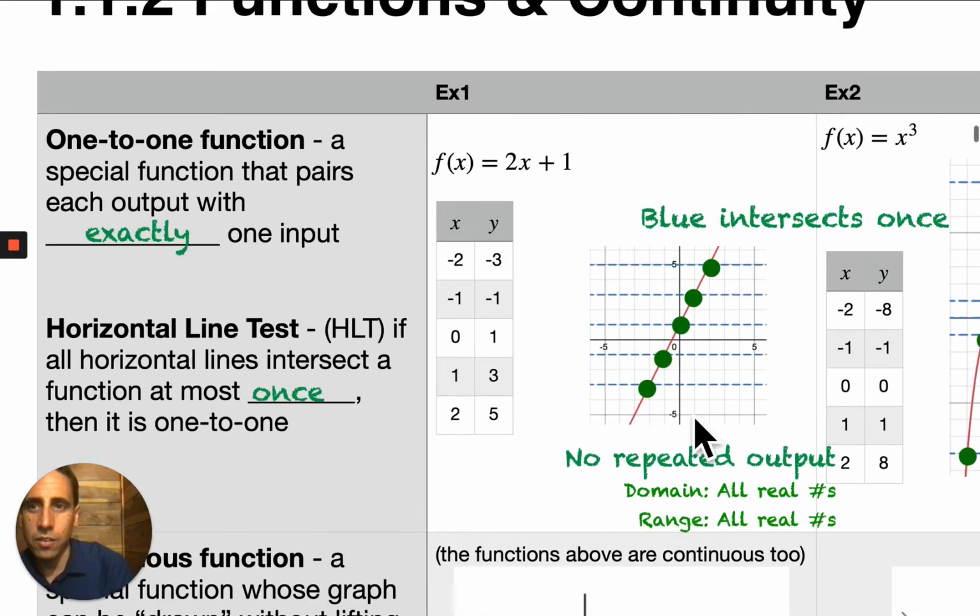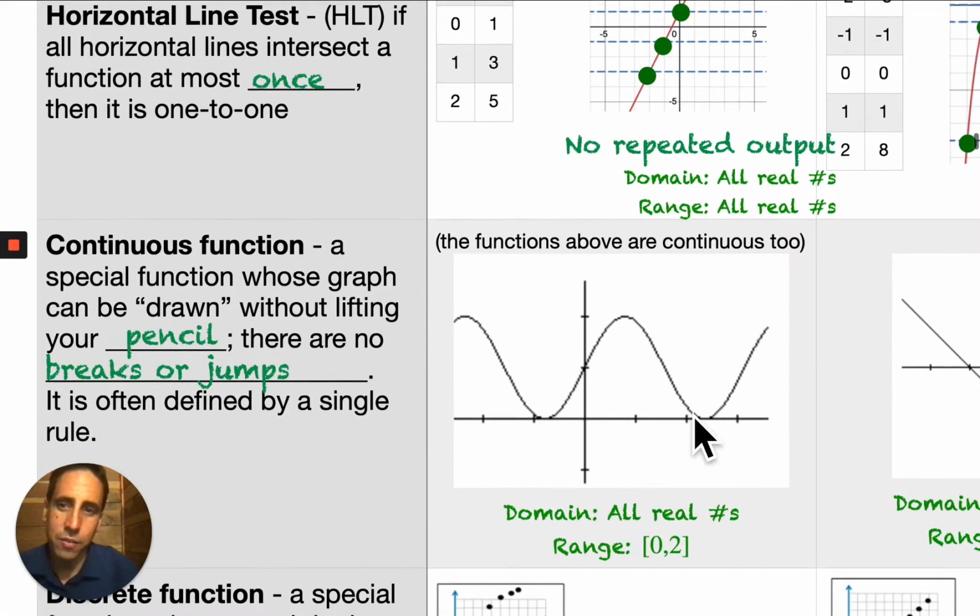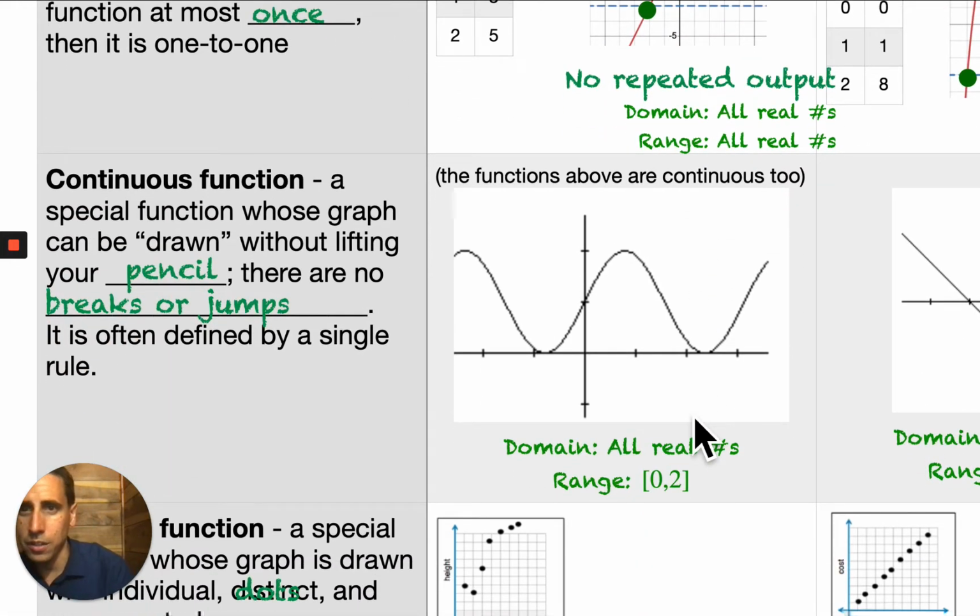All right, let's talk. So a one-to-one function is a special kind of function. Here's another special kind of function. It's called a continuous function. A continuous function is a special function whose graph can be drawn without lifting your pencil.